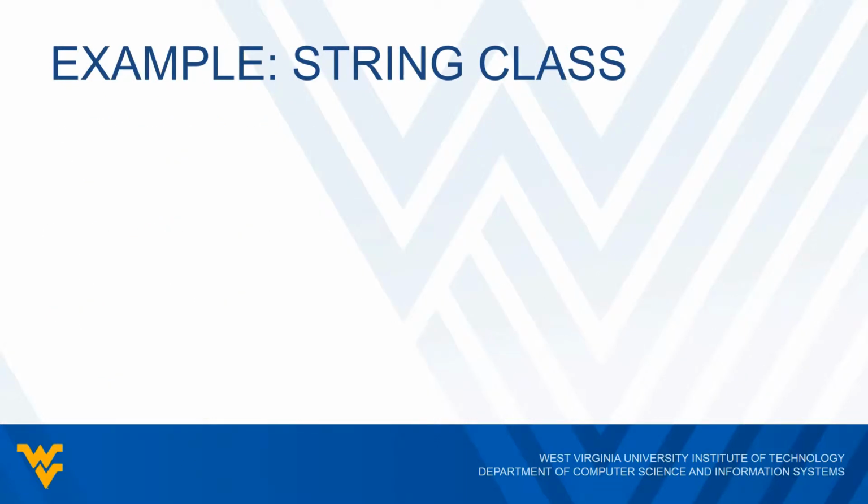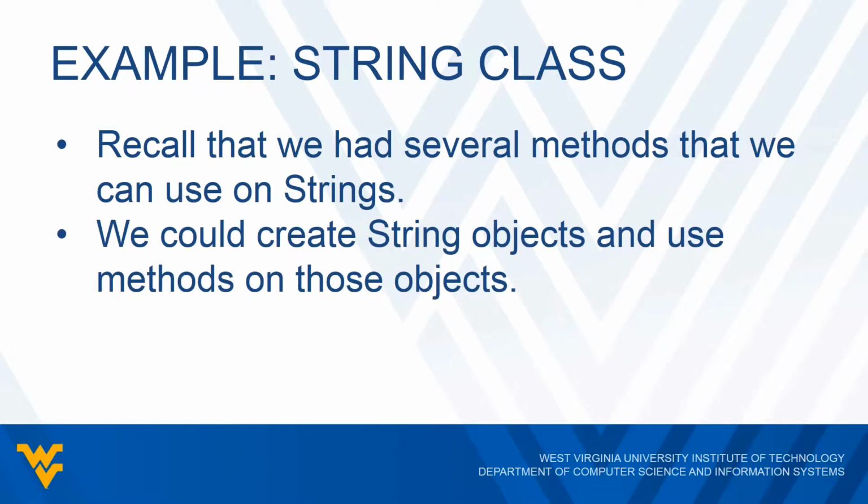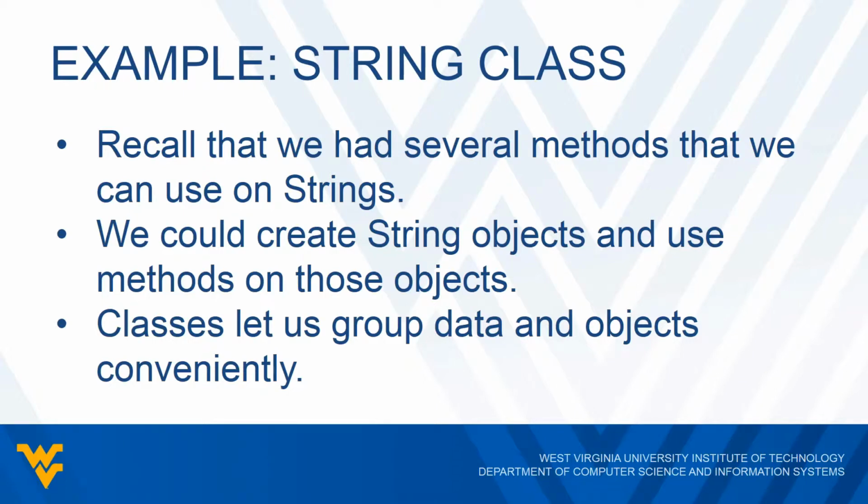So let's take a look at the String class as an example. We have several methods that we can use on strings, such as concatenation, comparing, and so forth. We can create objects of the String class, and we can invoke methods on those objects. So a class is a very convenient way to let us group our data and our operations together.